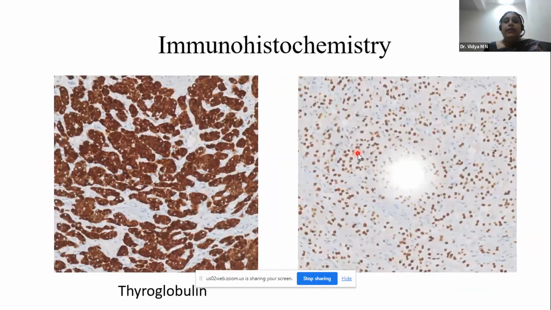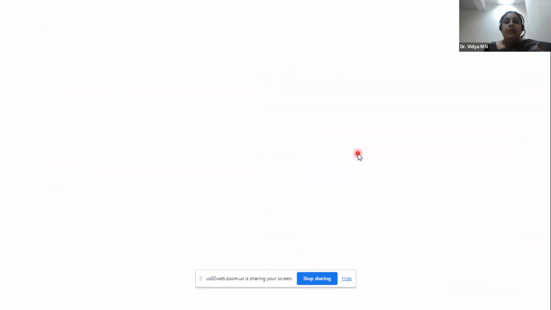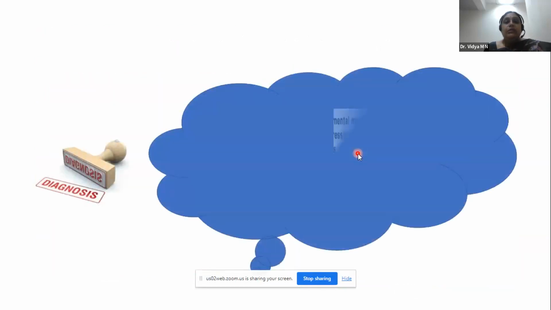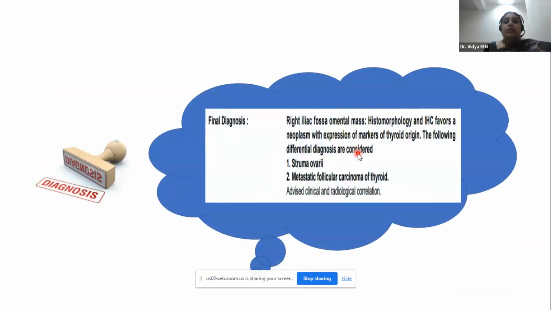Then we also did a TTF1. So we went back and asked the surgeon whether this patient has any thyroid lesions, but no positive history was given. Finally, we signed off this report, since this was a right iliac fossa mass, stating that the neoplasm is showing expression of thyroid origin markers. Because it is a complex cystic ovarian mass, the differential diagnosis is whether it's a struma ovarii or a metastatic follicular carcinoma. So we advised a clinical radiological correlation. Unfortunately, the case was lost on follow-up.